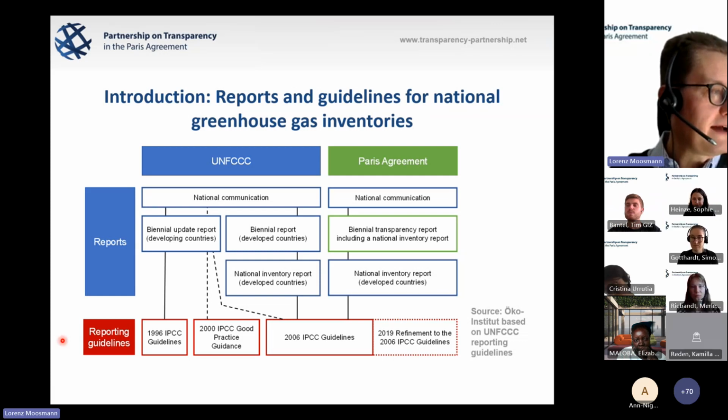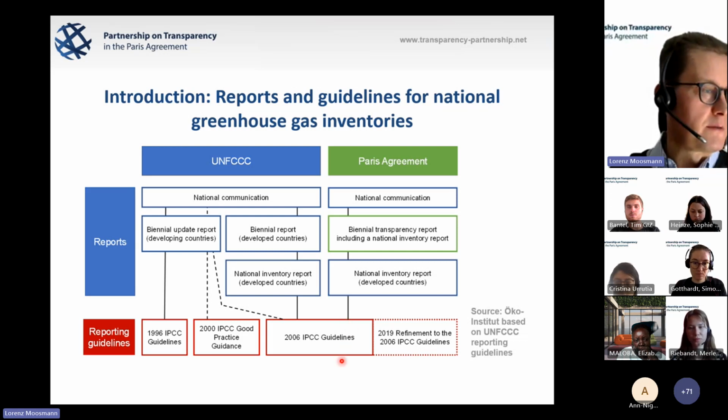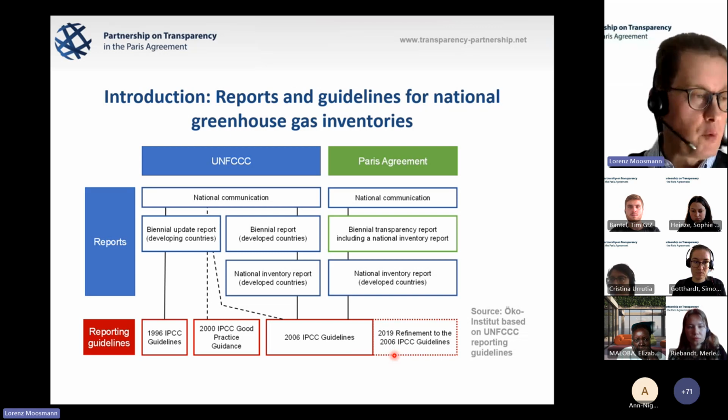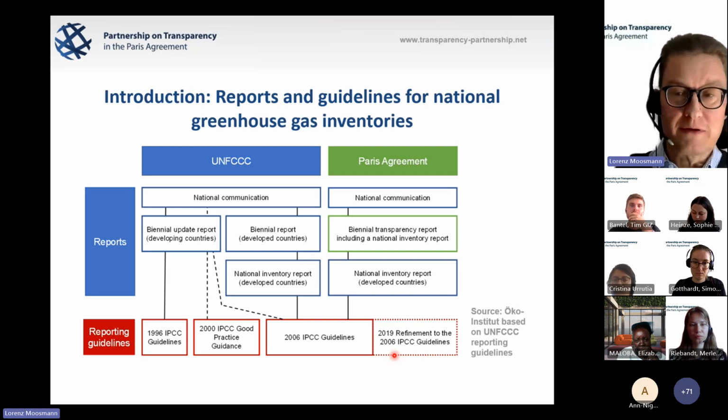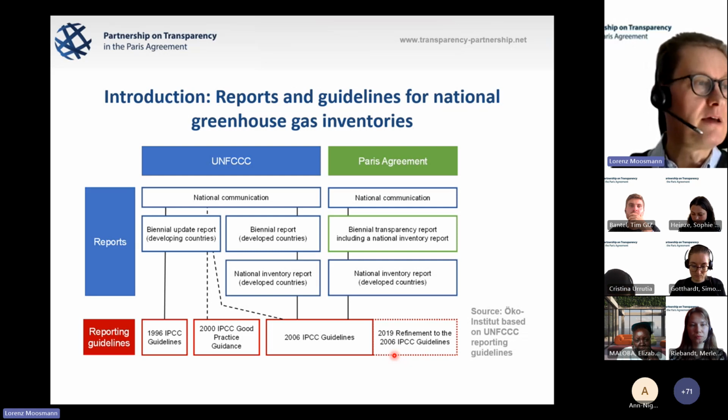Now, if you look at the inventory guidelines, basically under the convention, there's a wide range of guidelines that are still in use or have been mandatory or have been used by parties. And now under the Paris Agreement, it's simpler. All parties shall use the 2006 IPCC guidelines, and they may, on a voluntary basis, also make use of the refinement, the 2019 refinement. And I think, especially for the example of the waste sector, it's very useful to have this refinement. It does not replace the old guidelines. It just provides additional methods, additional information, such as emission factors, which are very useful and help in providing an up-to-date and a high-quality greenhouse gas inventory.